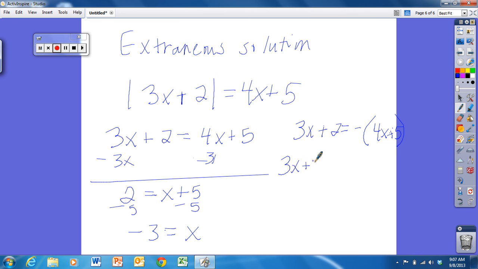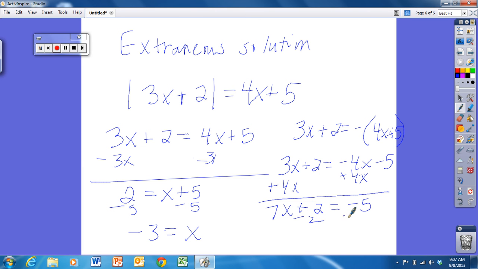This one, however, 3x plus 2 equals negative 4x minus 5. I'm going to add 4x because I like to move the smaller x so that I always have a positive coefficient of x. So 7x plus 2 equals negative 5 minus 2. 7x equals negative 7. X equals negative 1.